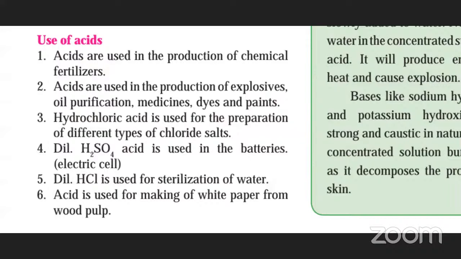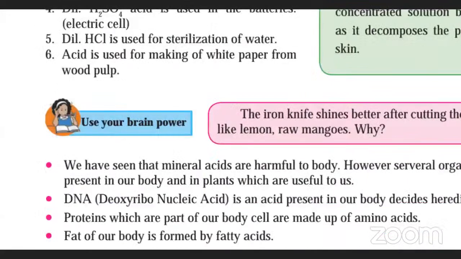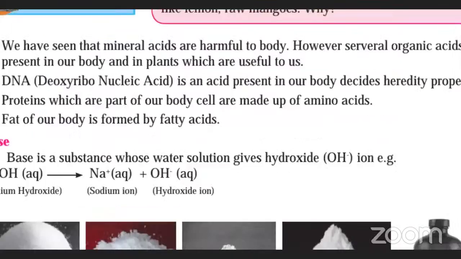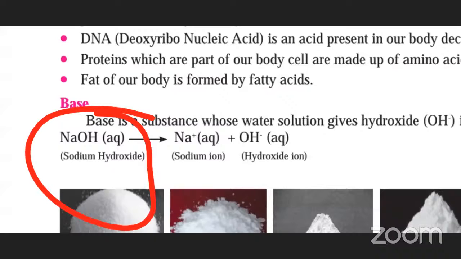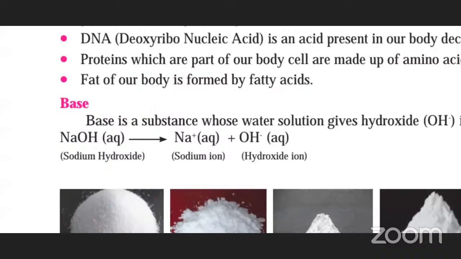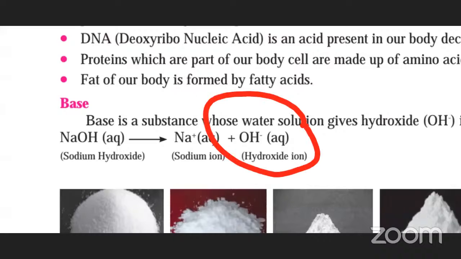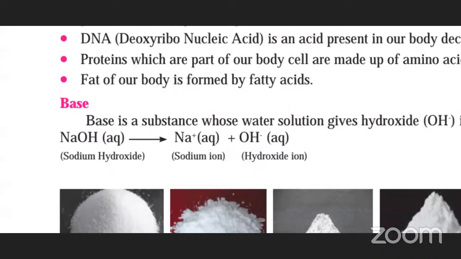Next is bases. Just now we discussed that any substance giving H plus is known as acid. Now talking about base, any substance which gives OH minus is said to be base. The name of this base is sodium hydroxide. When we put this sodium hydroxide in water, what will happen? Na plus is separated and OH minus is separated, and we are getting the hydroxide ion. This OH minus is known as hydroxide ion, so it is known as base.